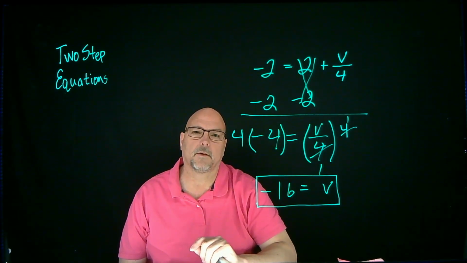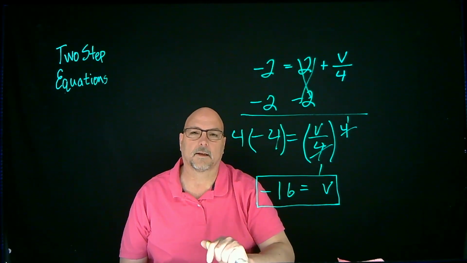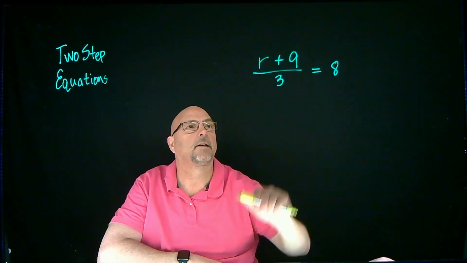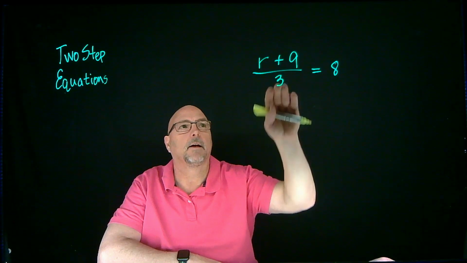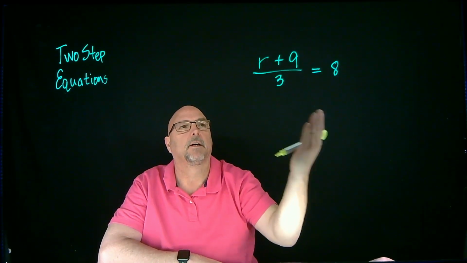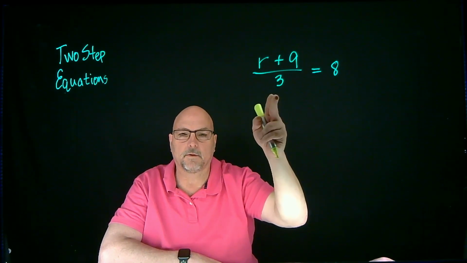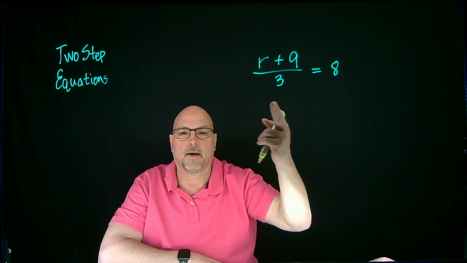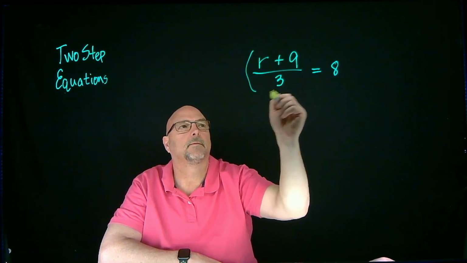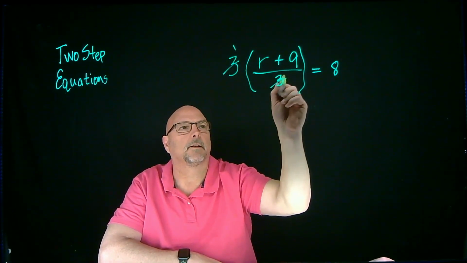The third one I'll give you also involves fractions, but it's a little bit different. So let's look at that. Here's another fraction, okay? It's r plus 9 in the numerator and a 3 in the denominator. But if I want to get at this r and I'm dividing by 3 on both sides, what do I have to do? Multiply by 3 is the correct answer, yes.